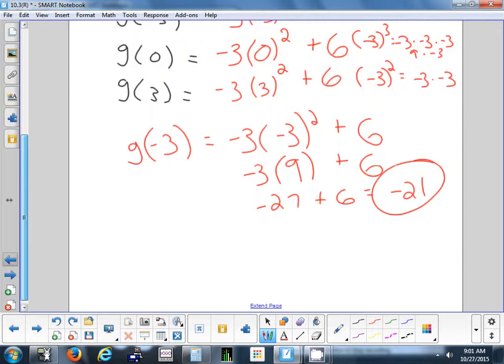G of 0. Yeah, so guys, G of 0 should have equaled 6. Then you got G of negative 3. Anybody get G of negative 3? Yeah, it's negative 21. Yep. All right, guys, so for these, listen, please. G of 3 should have been negative 21. G of 0, 6. G of negative 3, negative 21. All right? So that's it.